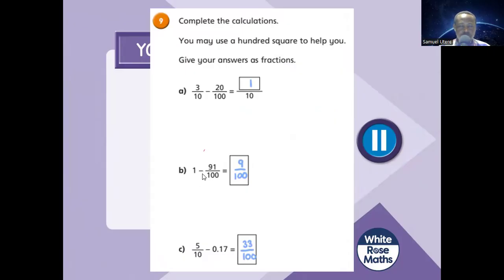Here, 1 whole is 100 hundredths. Okay, so 100 minus 91 will be 9 hundredths. Here, 50 hundredths minus 17 hundredths will be 33 hundredths. So 50 hundredths, because 5 tenths is 50 hundredths, and then 0.17 is 17 hundredths. So 50 minus 17 will give you 33 hundredths.